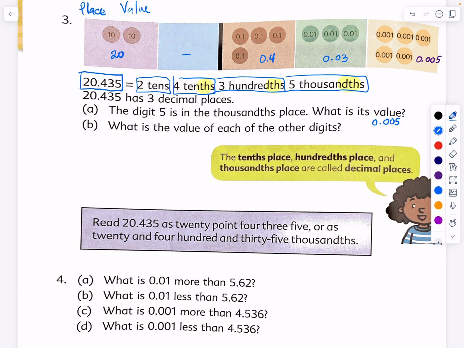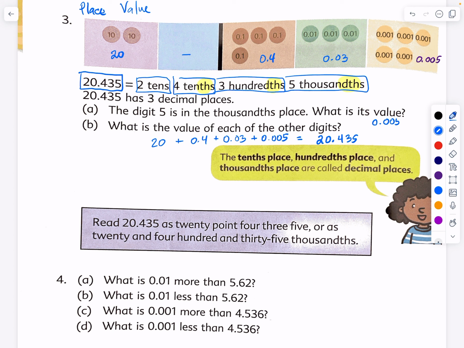Well, we just label them. 2 represents 2 tens for 20. 4 represents 4 tenths for 0.4. So we can write it in expanded form: 20 plus 0.4 plus 0.03 plus 0.005. Altogether, we have 20.435.